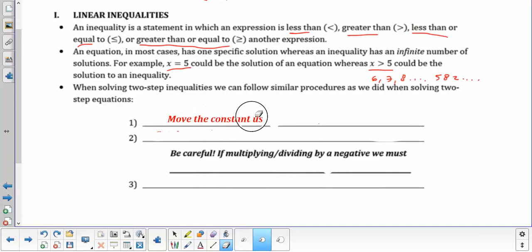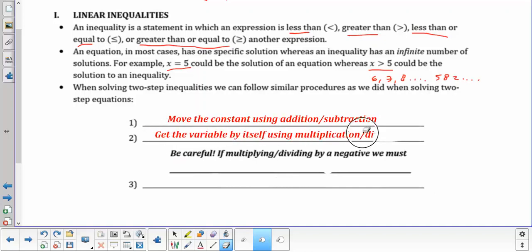Okay, the first thing that you want to do, move any numbers or constants using addition or subtraction. Okay, so that's pretty basic. That's not always going to be the same thing for every single one, but 9 times out of 10 that will be the case. Get the variable by itself using multiplication or division. Okay, so we want to get that variable by itself.